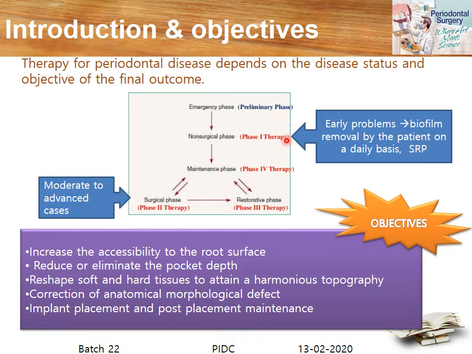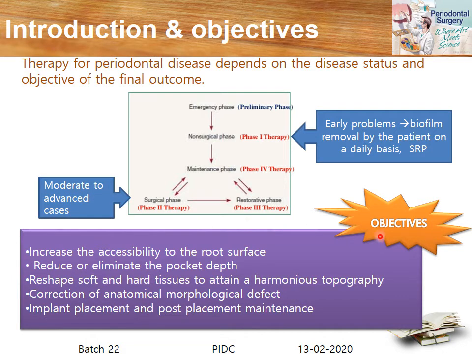So generally, phase 1 procedures are done in case of early problems, wherein there is biofilm removal by the patient itself on a daily basis, or scaling and root planing can be done by the professional. In other words, if even after phase 1 therapy there is no resolving of the problem, then we go in for surgical therapy for moderate to advanced cases.